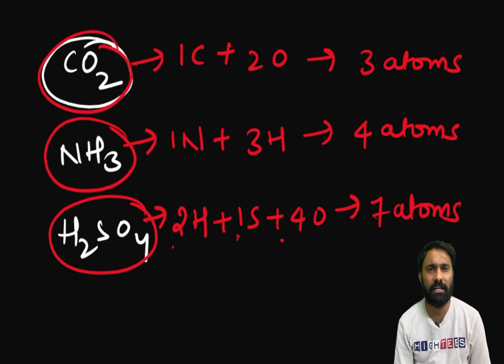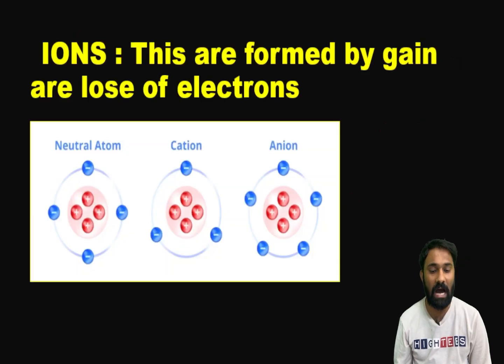Molecule means the smallest particle which has independent existence in nature. An atom does not have independent existence. Clear? Next. Here hydrogen will not exist in nature as H. It will exist in nature as H2. And He exists in nature as He. Clear? Now, next we are going to move to the ions.